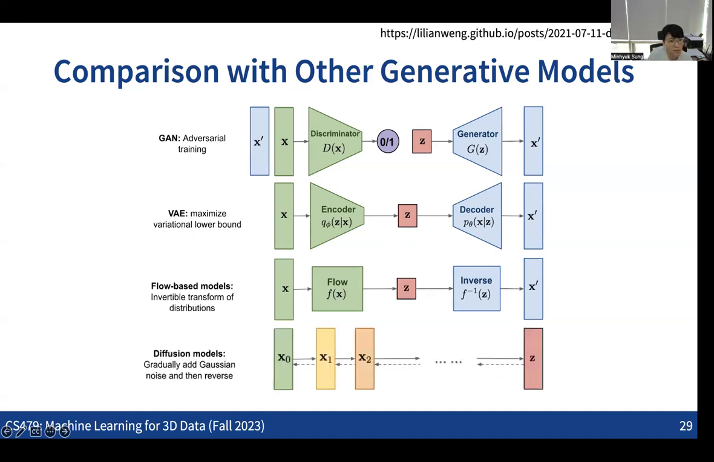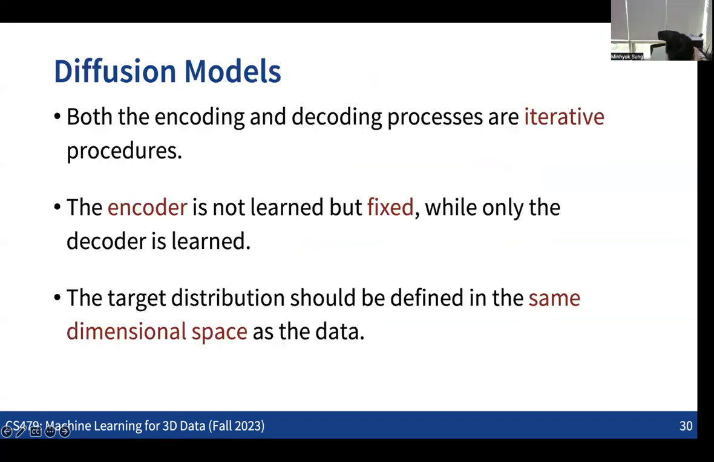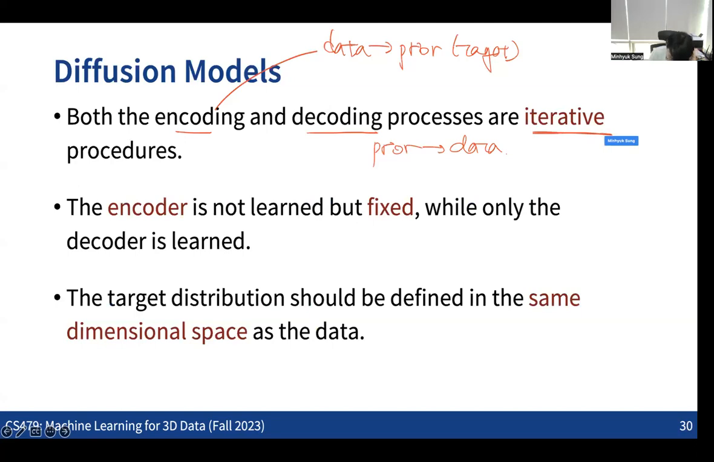And now we have the diffusion models. Some of the important characteristics of the diffusion model is that now we have both the encoder and the decoder. Encoding means the mapping from the data distribution to some prior or target distribution, and decoding is the other way around, from the prior to the data. Both of these processes are iterative procedures. So we are also getting to the idea of why we are going to have an iterative process.